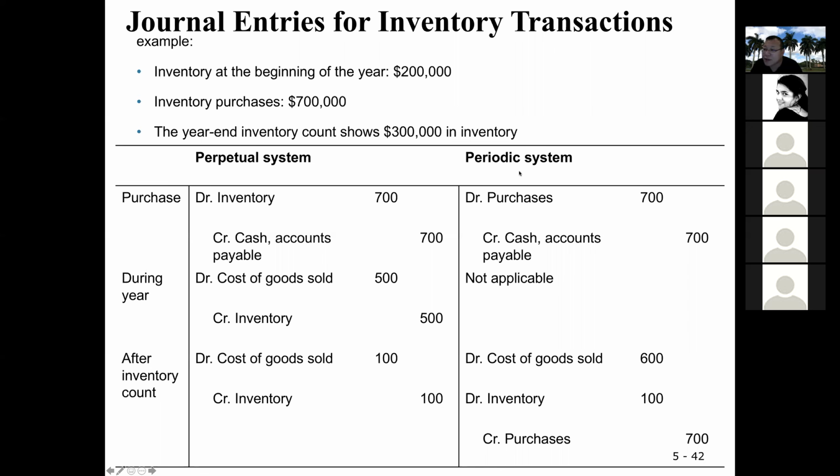For the periodic system, you are not directly monitoring the inventory, right? So it's just easier to have a separate account to capture the total amount of purchases, and then you close it at the year end. This is much easier from the accounting perspective. You just have a purchase account. Whenever you make a purchase, all that goes to the purchase account. At the year end, you close this account. Okay. Thank you.